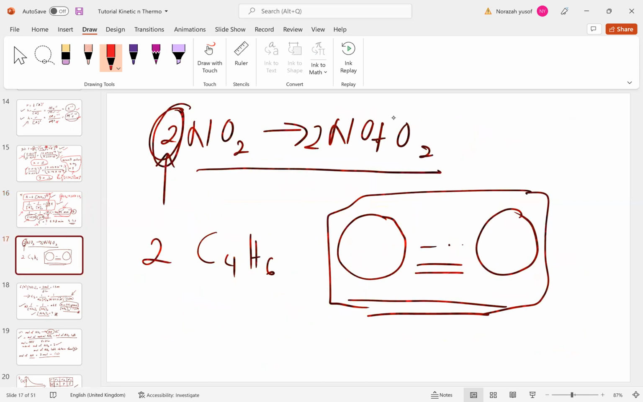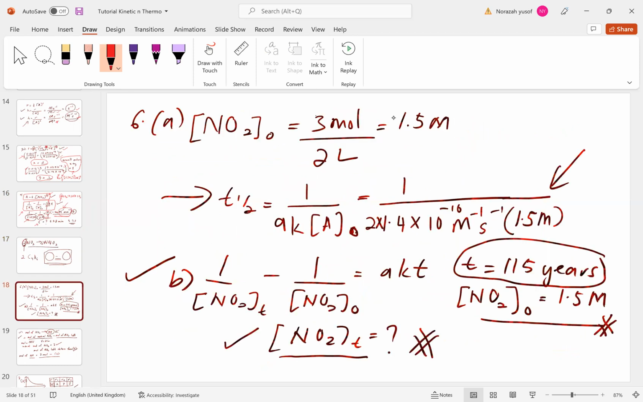Okay, so let's look at what else we have. This is nothing. This is my explanation for 6A. For the reaction given to you, the rate equation is rate equal to 1.4 times 10 to the power of minus 10. Again, we have the unit given to you, and the unit already shows it is second order. If 3 mole of NO2 is initially present in a sealed 2 liter vessel at 25 degrees, what is the half-life of the reaction?